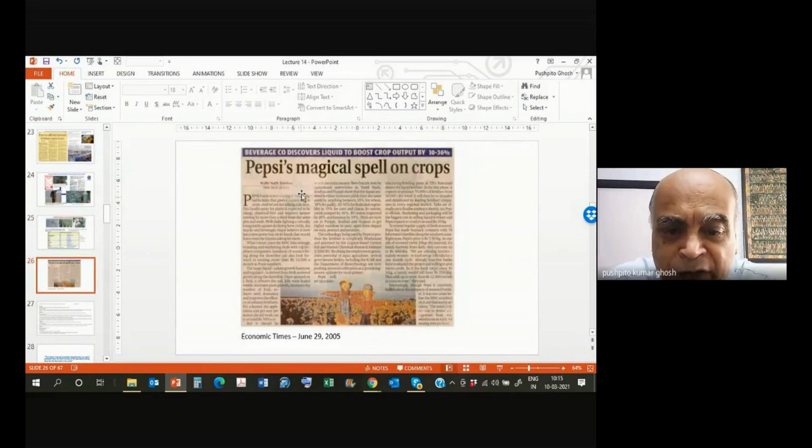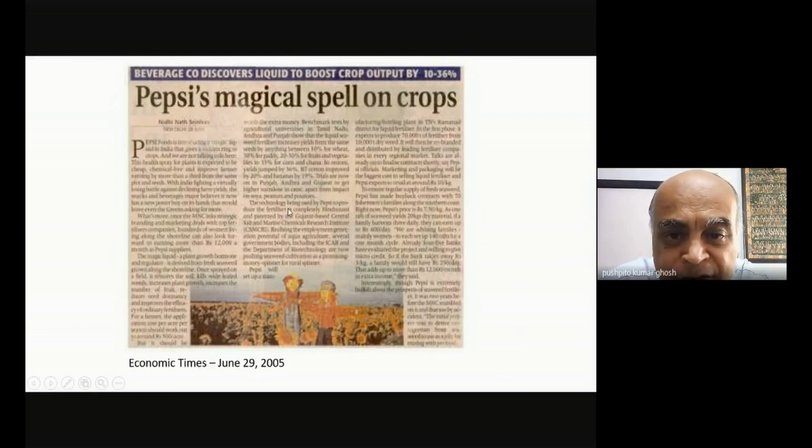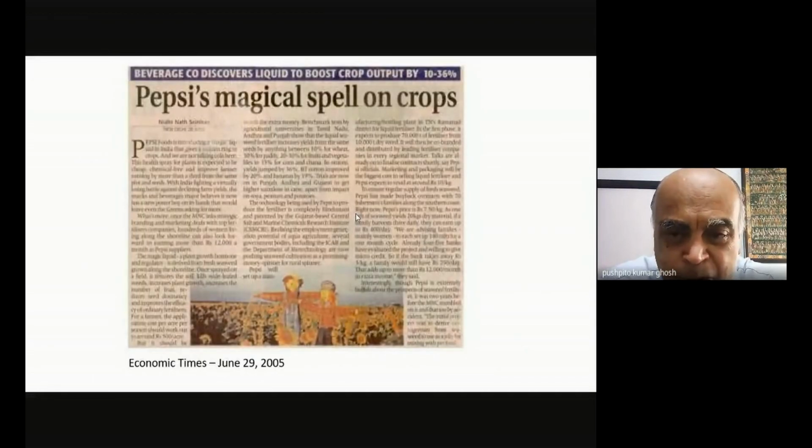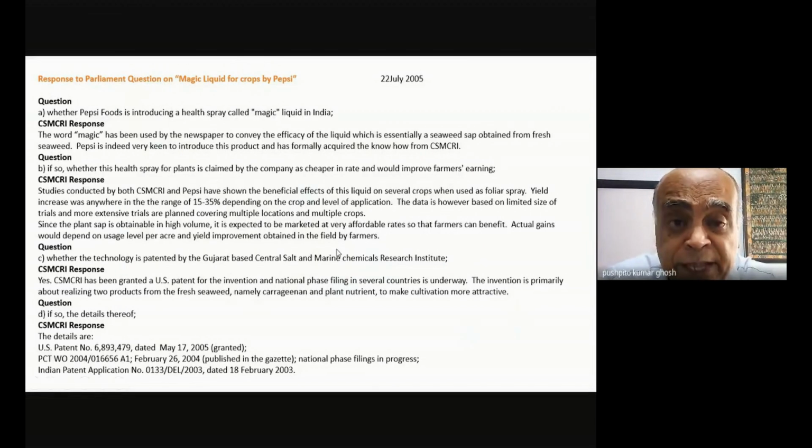There was a very interesting article that came out on Pepsi's magical spell on crops. It mentioned that this technology is completely Hindustani and that it was licensed from our institute. I've still not come to where it's taking us, so just bear with me. It was such a big thing that there was a parliament question after this, and by that time we had got our patent granted. So we had obviously done something for the first time in the world, in introducing this technology.